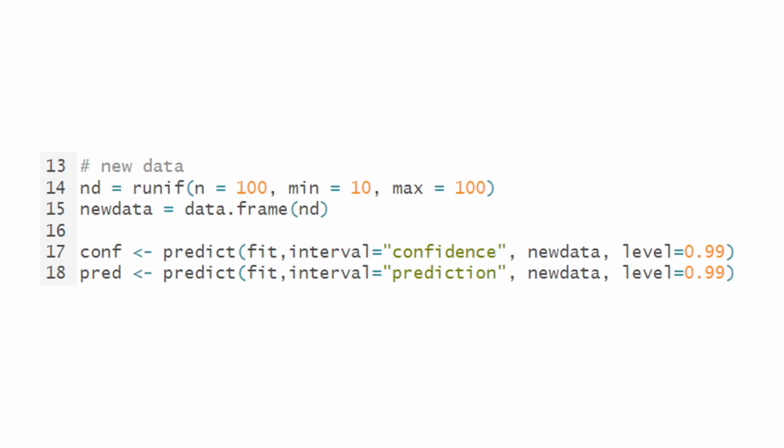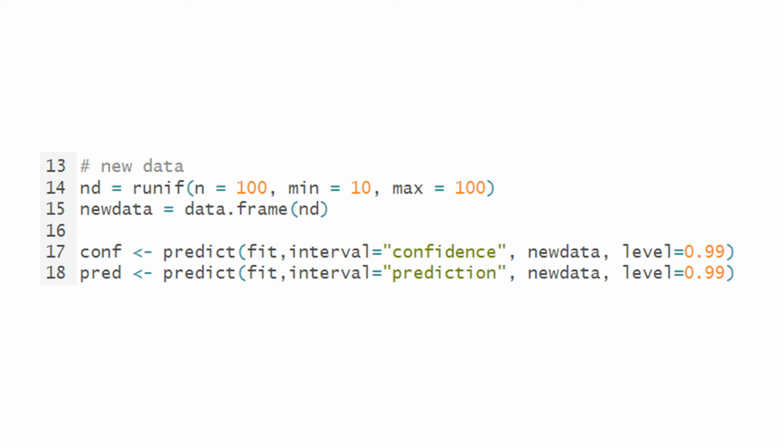On this slide, I find the confidence and prediction intervals. Line 14 selects 100 observations from a uniform distribution and stores the data in an object named ND. We will find a confidence and prediction interval for each of these 100 observations.